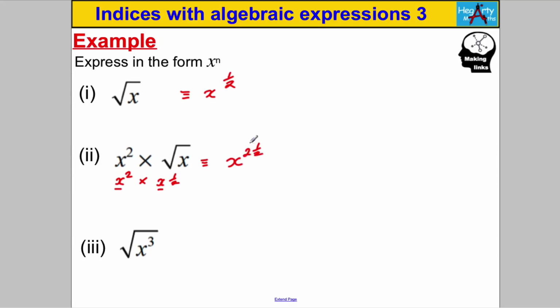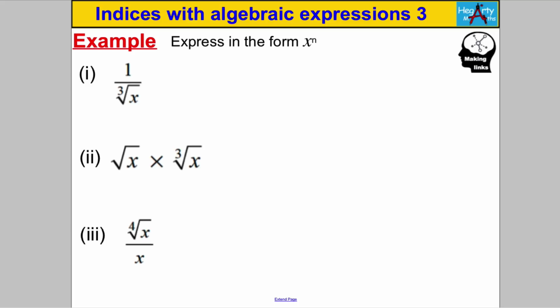And I could write that as an improper fraction if I want. I could say that's x to the 5 over 2. Both are allowed. What about this one here? Well, this is x cubed square rooted. So that whole thing is to the power of a half. And by the power of the power rule, this is going to be x to the 3 multiplied by a half, which you should know is x to the 3 over 2. And we're done.